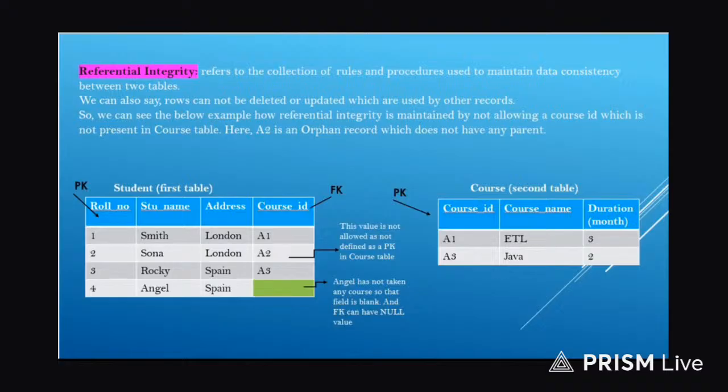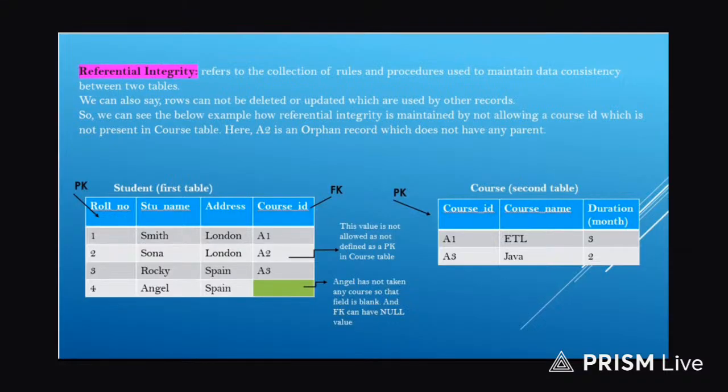Here A2 is an orphan record which doesn't have any parent. If you see between the student and course tables, course ID is the common column. In the student table, course ID is acting as a foreign key, but in the course table, course ID is acting as a primary key. IDs A1 and A3 are present in the course table, but ID A2 is not present in the course table. That means this ID doesn't have any parent. So this is an orphan record, and referential integrity doesn't allow it.